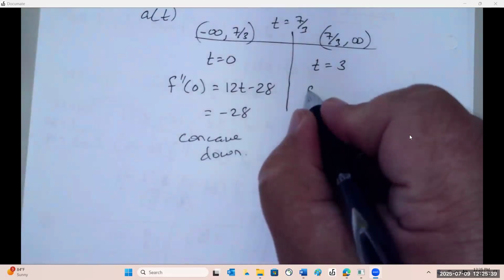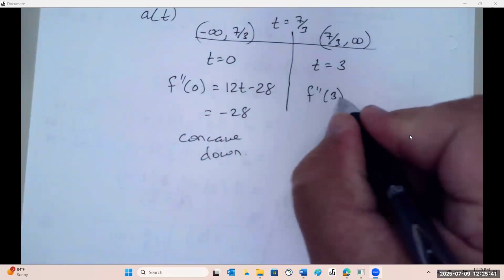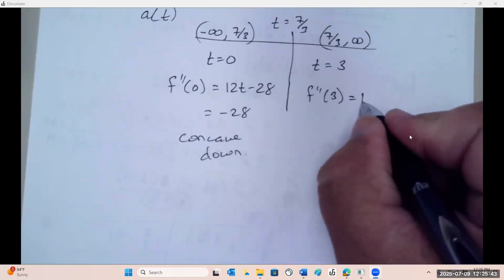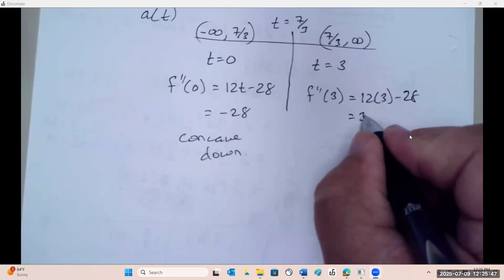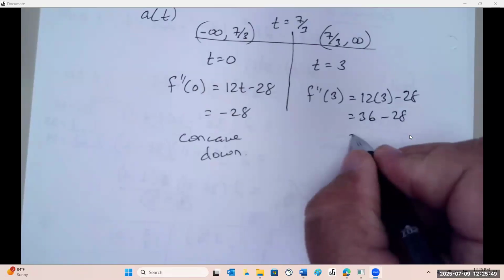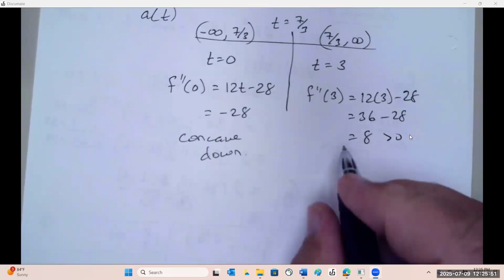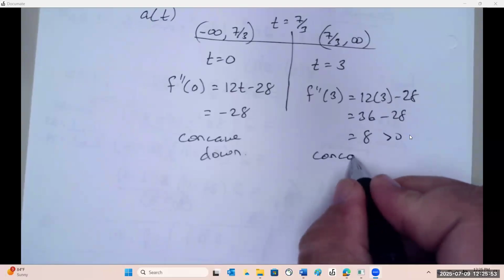And at 3, we get 12 times 3 minus 28. So it's 36 minus 28 is 8. It's greater than 0, so it's concave up.